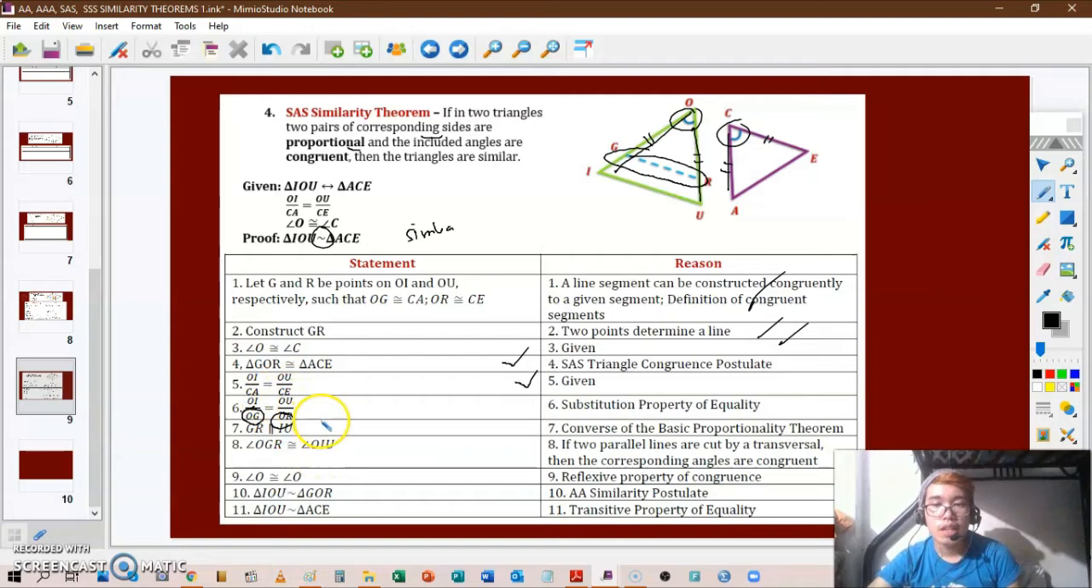Since CA is equal to OG and CE is equal to OR, we can say that using the substitution property of equality, this is valid. And GR is parallel to IU, so that's the converse of the basic proportionality theorem. Therefore, we can say that angle OGR is congruent to angle OIU.